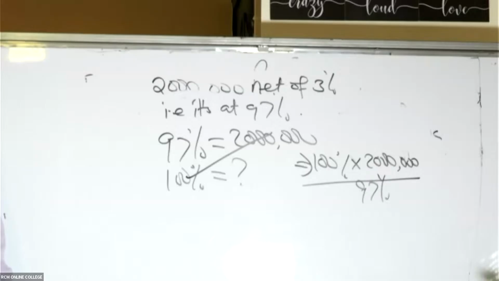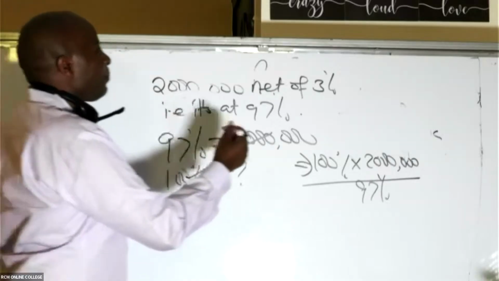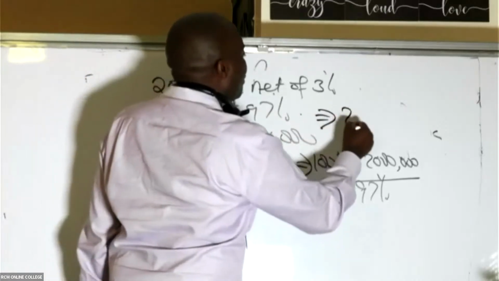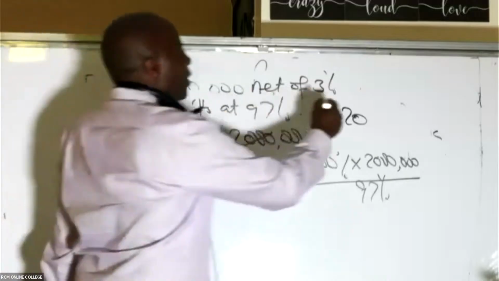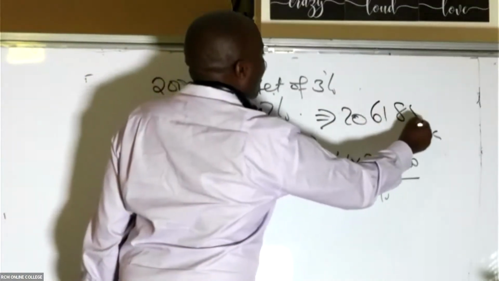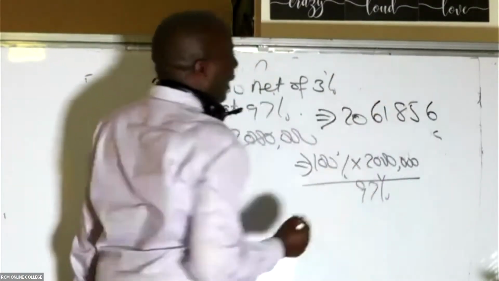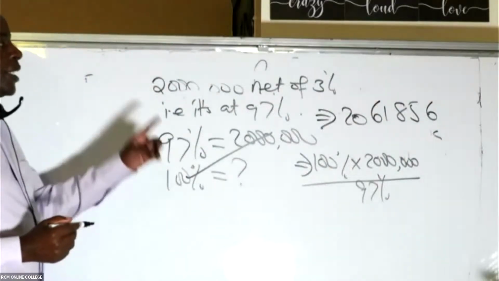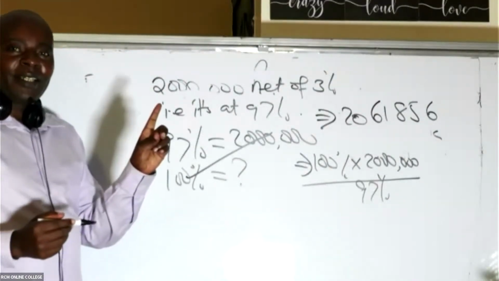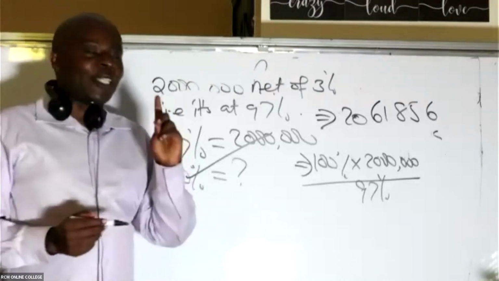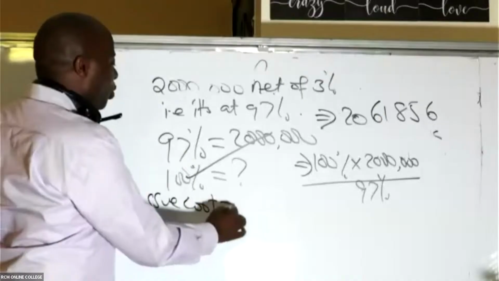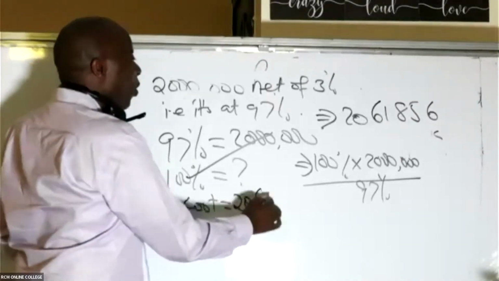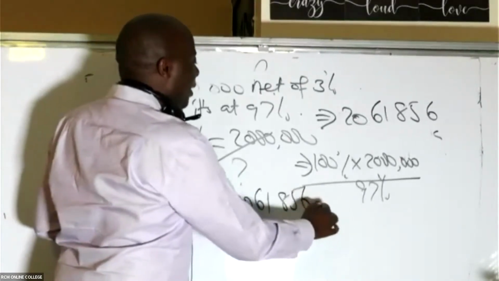2061,856. But this is 2061,856, something like that. So this is the gross amount. And therefore the issue cost will be equal to how much? The issue cost will be the 2061,856 minus the net.